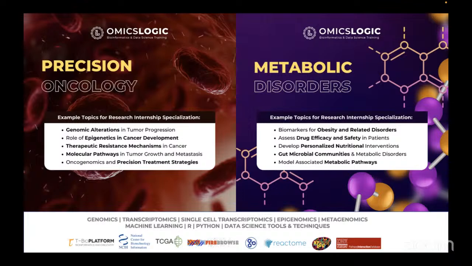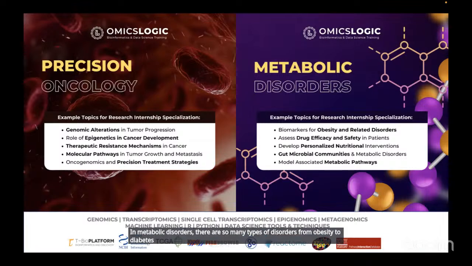So talking about some of the disciplines here, I'm going to show you a lot of things about different research areas. Of course, I'm not an expert of all these research areas. These are very specialized fields. For example, if I talk about precision oncology, in oncology there are so many types of cancers. In metabolomic disorders, there are so many types of disorders, from obesity to diabetes to gut related metabolic disorders. So I think it covers a lot.